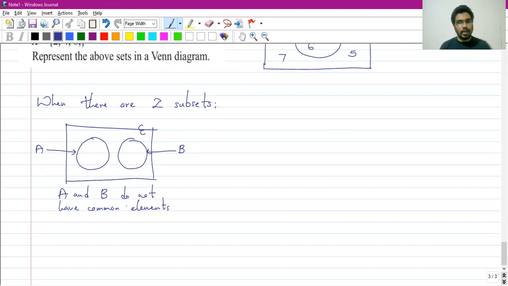A and B do not have common elements. Yes. So for the next one, I will go for this one. The next instance.